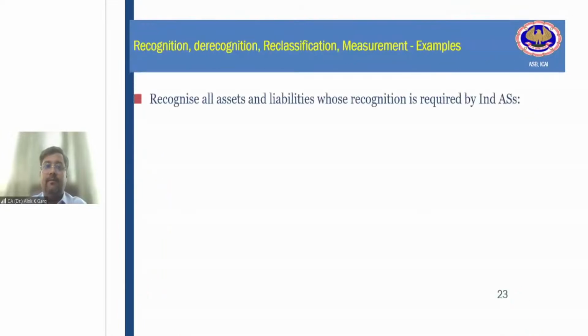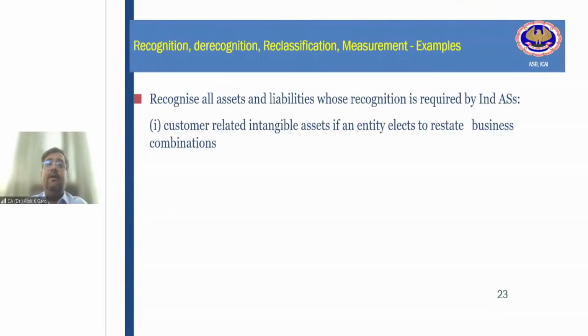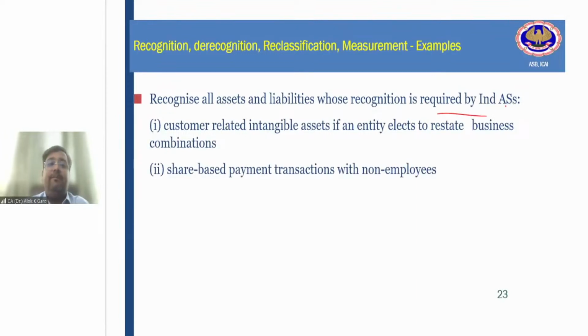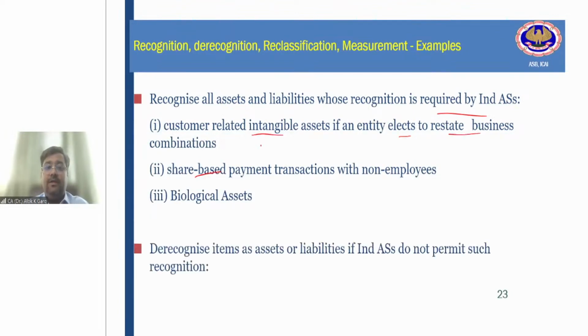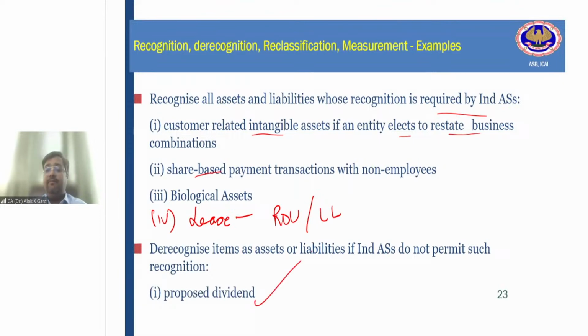I have also given an example. Recognize all assets and liabilities whose recognition is required by Ind AS. For example, a customer-related intangible asset if an entity elects to restate a business combination, share-based payment transactions with non-employees, and biological assets, right? I have given an example of biological assets. The other example could be leases also: right of use asset, ROU, and lease liability. Derecognize. What could be the example of derecognition? Dividend is the best example.